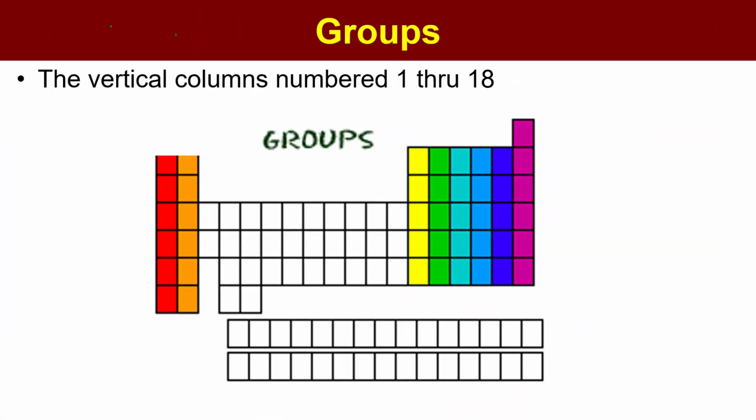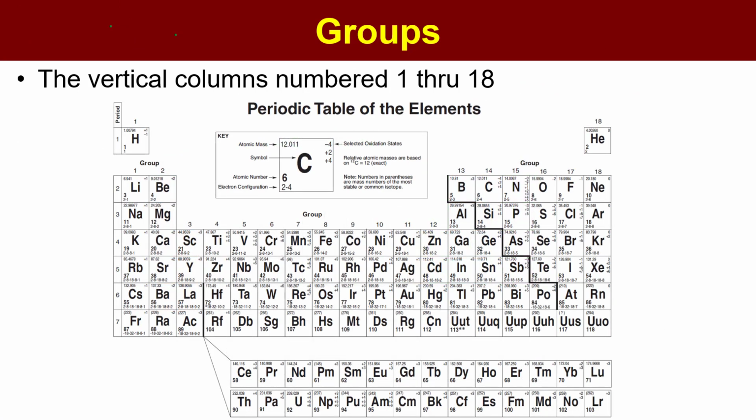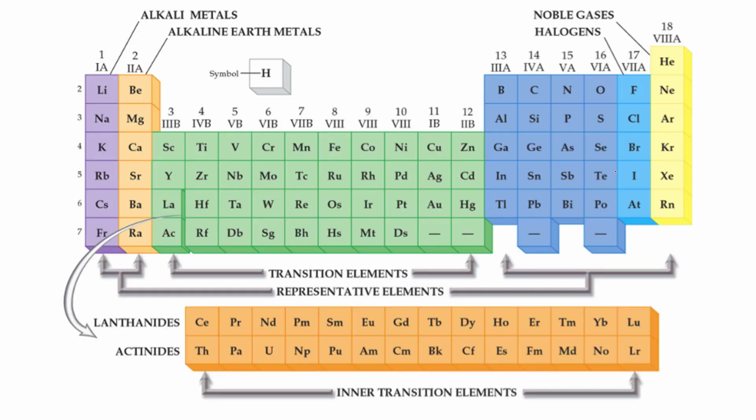Let's move on and start to talk about groups. Groups are your colored vertical columns that you see here, and on your New York State periodic table, they are going to be numbered 1 through 18 all the way across the top of the periodic table. You may actually wind up with an older periodic table and see Roman numeral designation. So here's a table that actually has both.